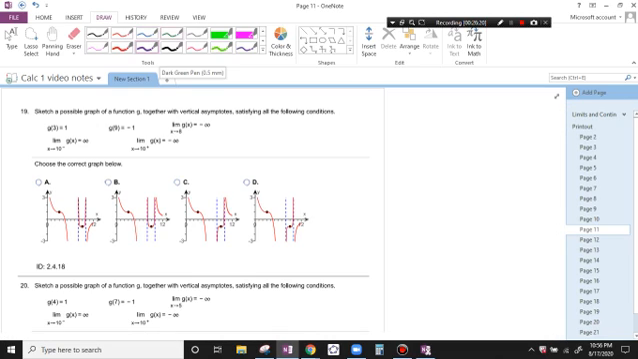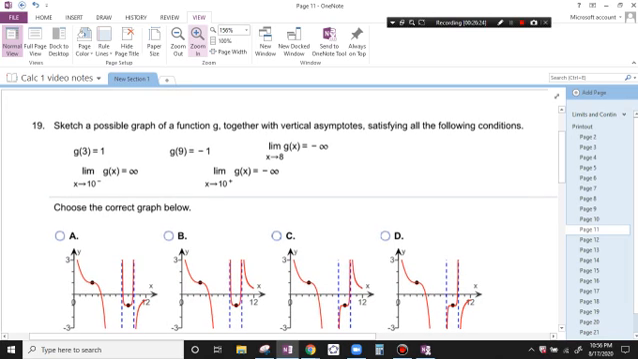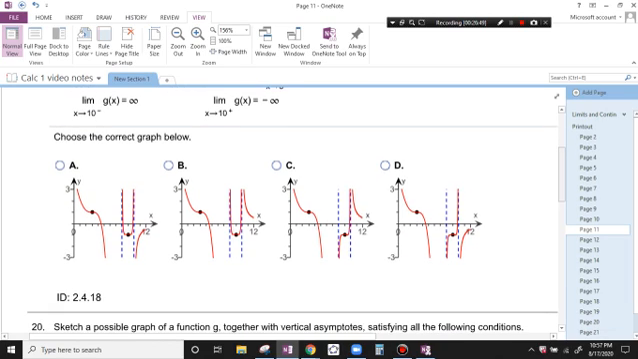Do a few more. Sketch a possible graph of a function g together with the vertical asymptotes satisfying all the following conditions. This needs to go through the point (3, 1), and it needs to go through the point (9, -1), and there's a vertical asymptote at 8, and it better be going to negative infinity. So around 8, this thing better be bottoming out.